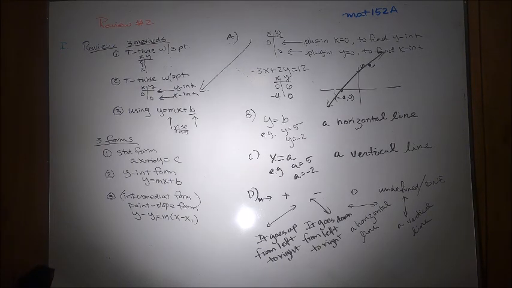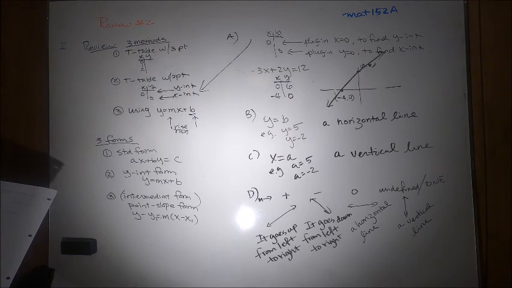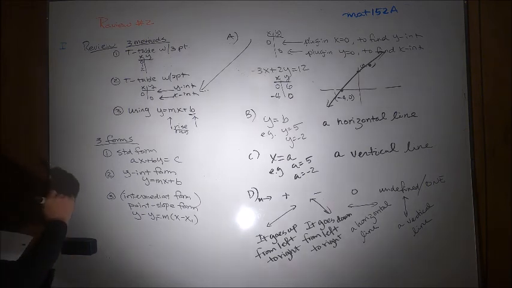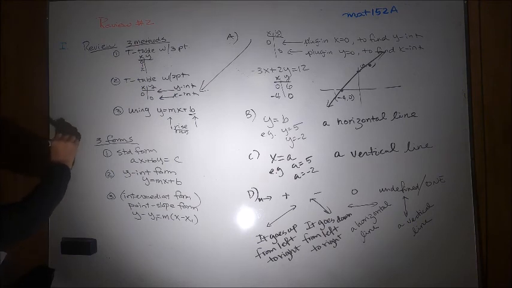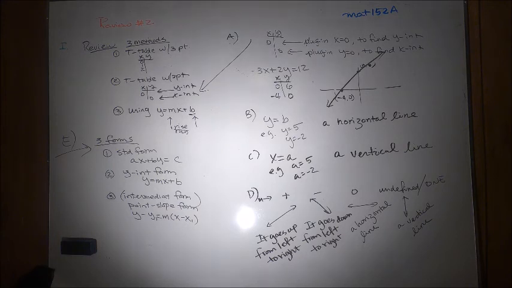Okay. And for E, list the 3 forms of the equation of a line. 3 forms. Oh, that would be this one, right? 3 forms would be those. Is that right?